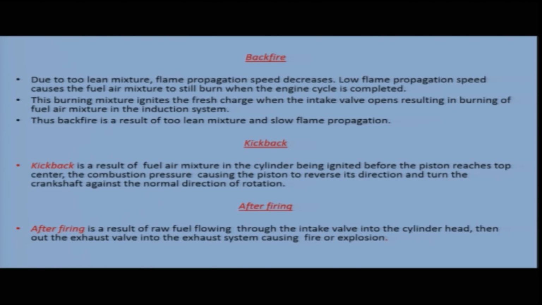Next is kickback. Kickback is a result of fuel air mixture in the cylinder being ignited before the piston reaches top center. Now, since the ignition normally takes place just before the top dead center, if the fuel air mixture gets ignited in the cylinder much before that, the combustion pressure will cause the piston to reverse its direction and it will turn the crankshaft against the normal direction of rotation. So, this is your kickback.